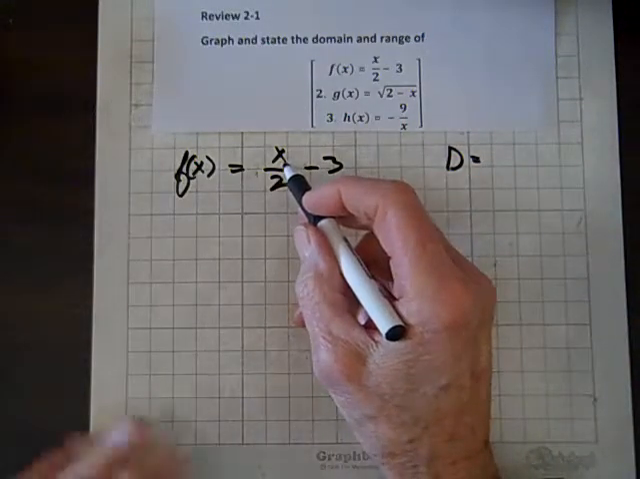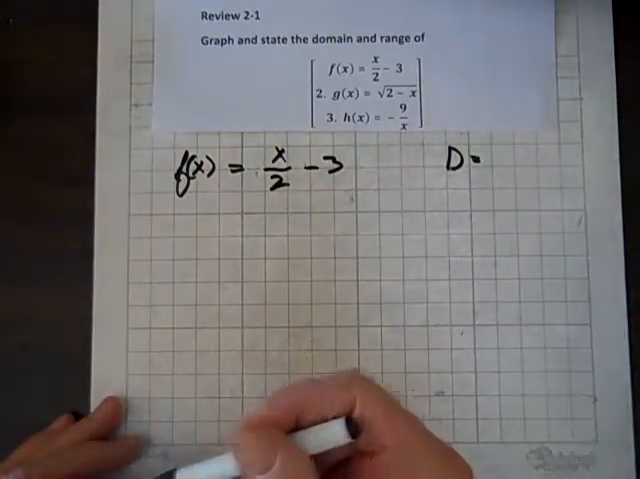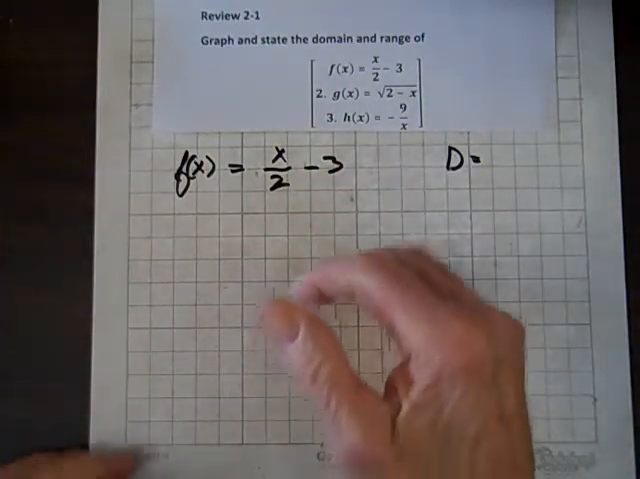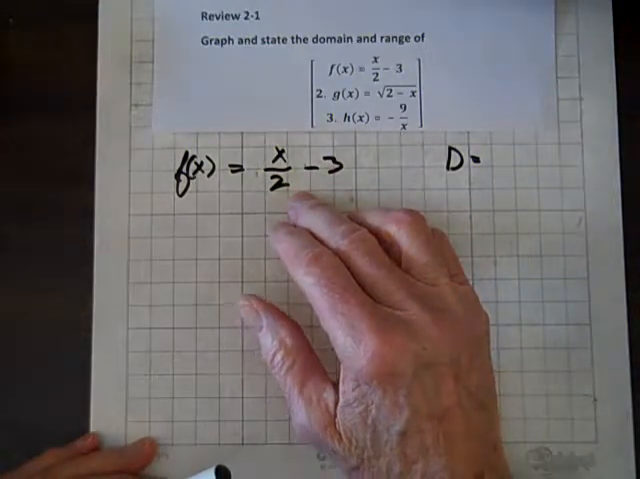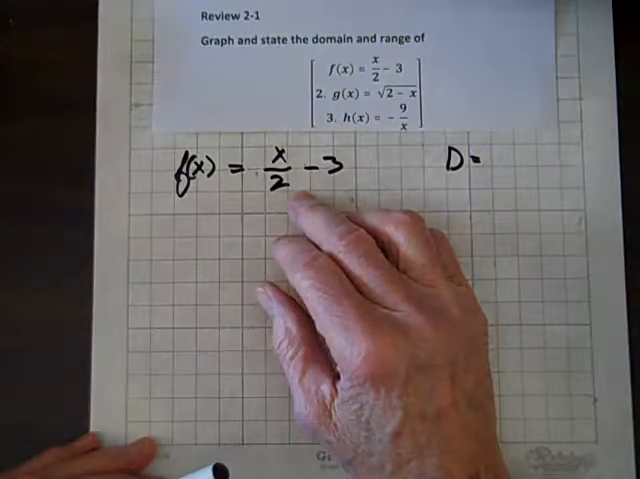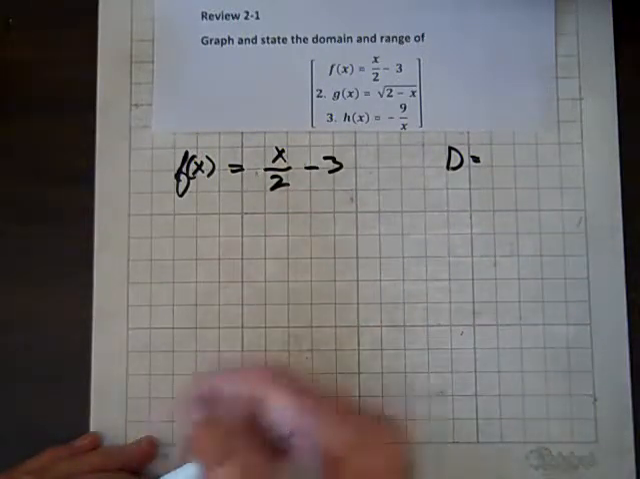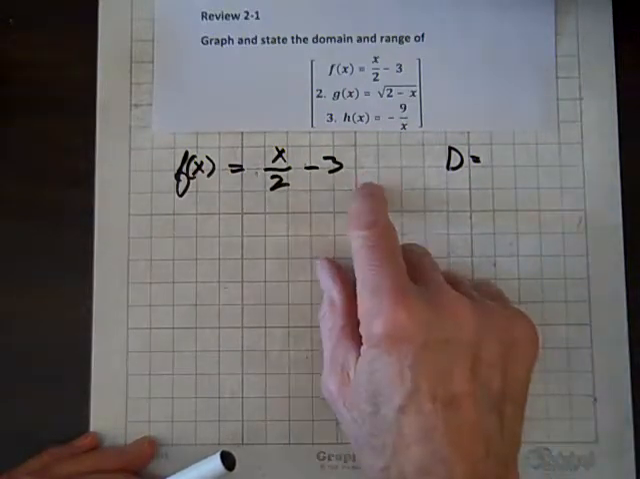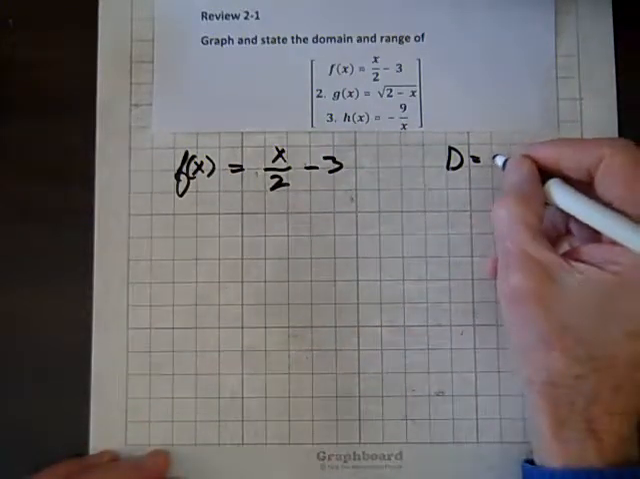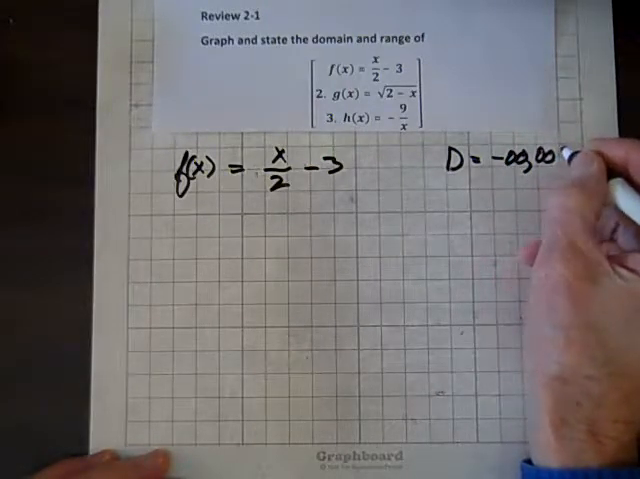Now listen, the only time we have issues with domain is if there's a possibility of division by 0, in other words, if the variable's in the denominator or the variable's under a square root symbol. Well, the variable's not in the denominator, it's in the numerator. It's not under a square root symbol, so the domain is all reals, negative infinity to infinity.